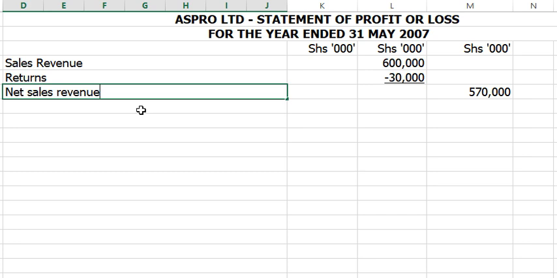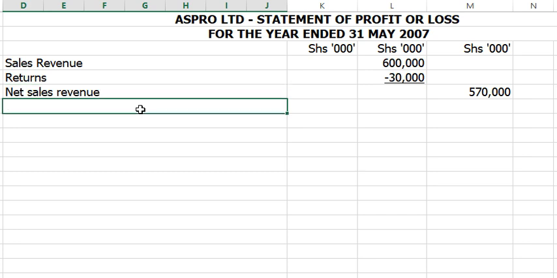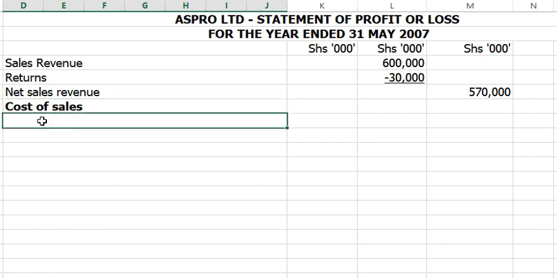Now after the net sales revenue, then we have to less what we call the cost of sales. We have to less the cost of sales. But how do we get cost of sales?